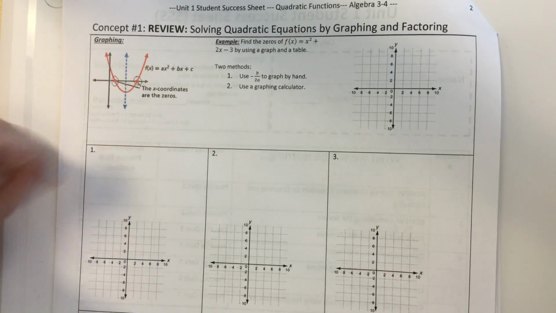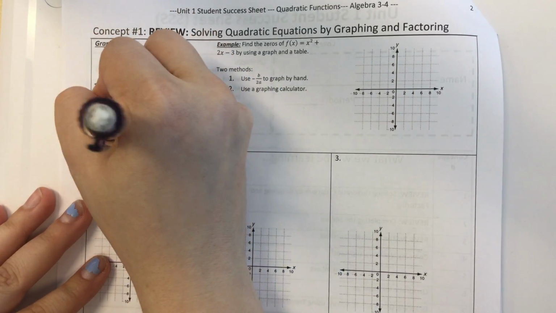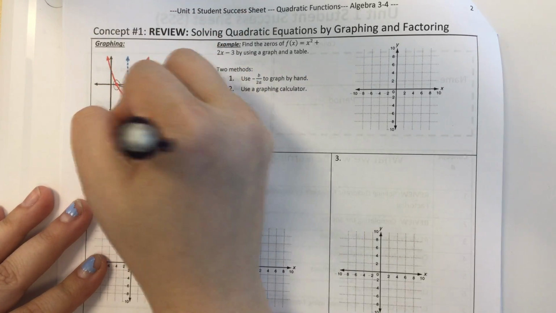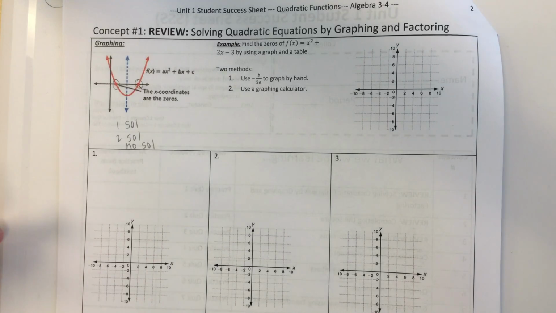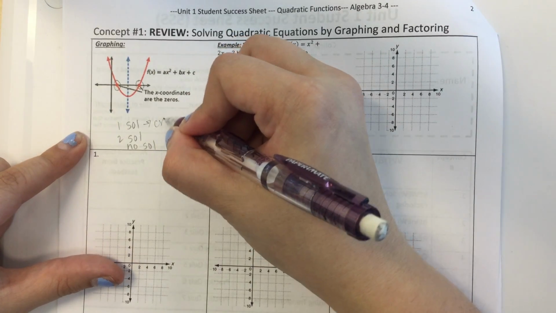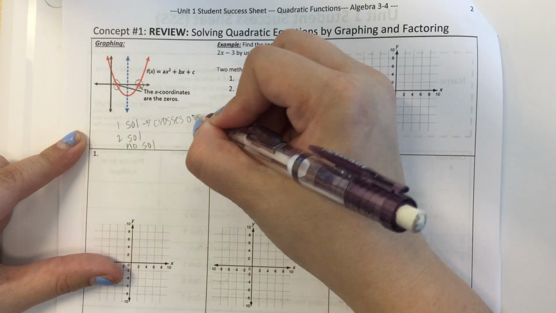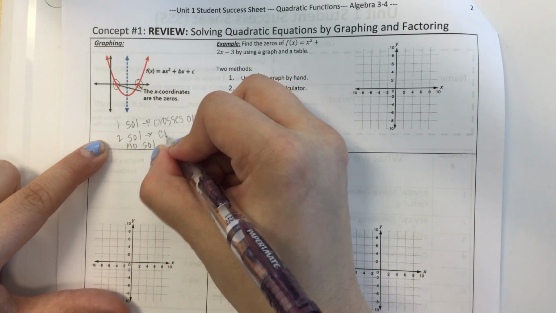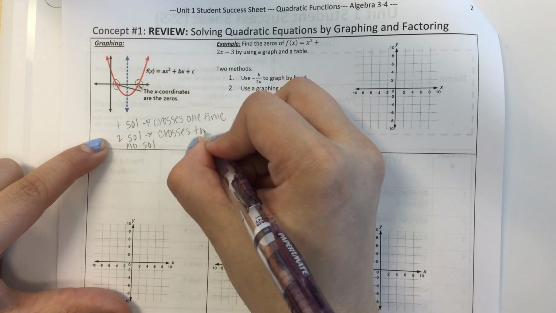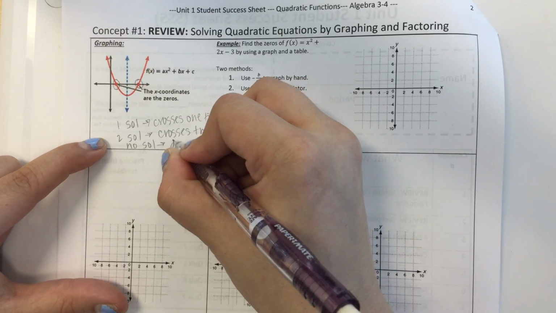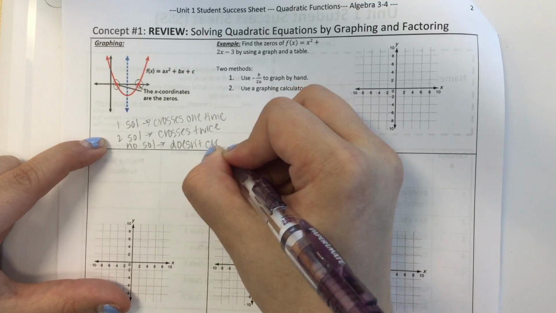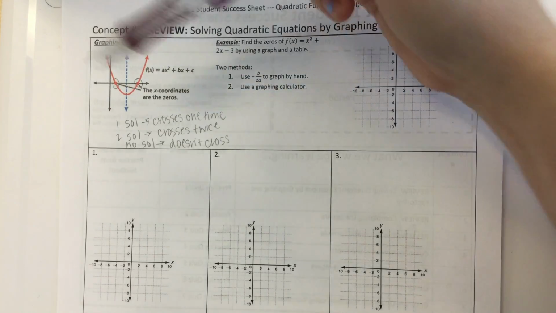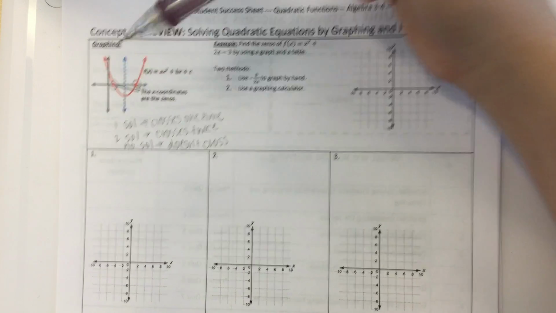Now remember, a parabola can have one solution, two solutions, or no solutions. The big thing to remember: one solution, it crosses the x-axis one time. Two solutions, it crosses two times, or twice. No solutions means it doesn't cross the x-axis at all. If we look at this picture right here, this parabola has two solutions because it crosses the x-axis twice. All right, those are the big ideas.